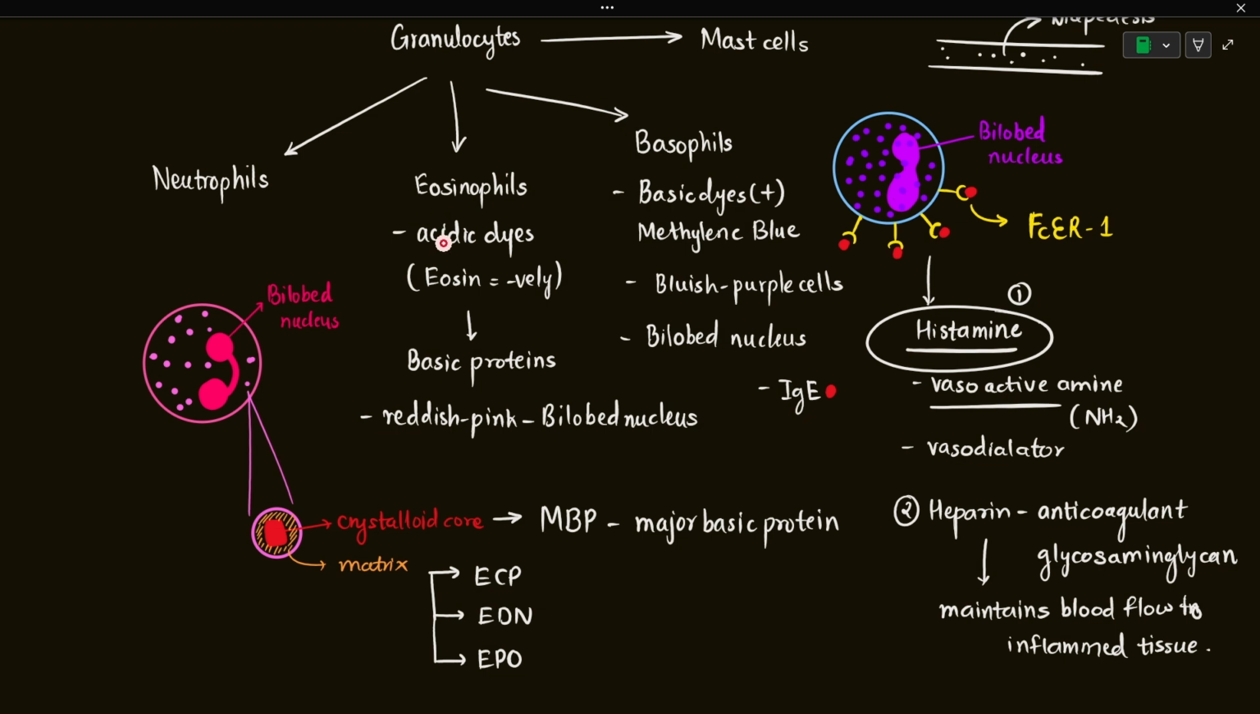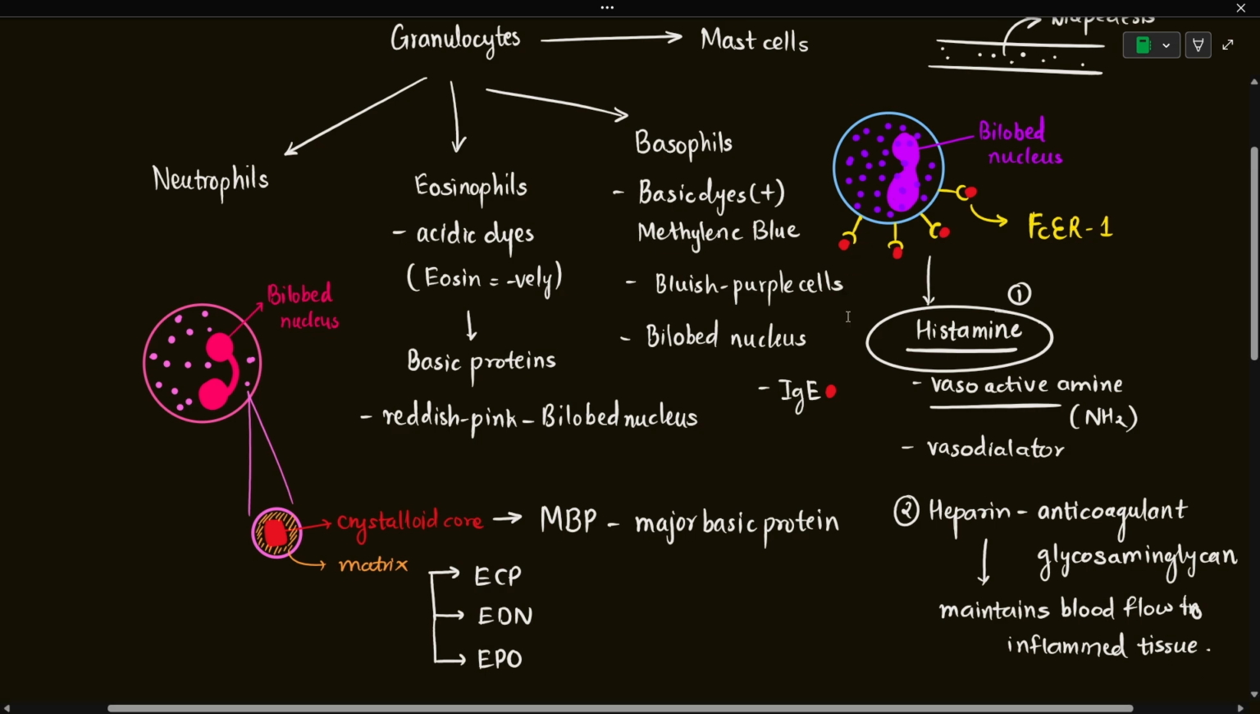The eosinophils look reddish pink under the microscope, while basophils are bluish purple cells. Eosinophils have granules which have a crystalloid core as well as the matrix, whereas the basophils have simple granules, but they are very large compared to the eosinophils. Both of them have a bilobed nucleus, while the neutrophils have a multi-lobed nucleus, unlike those. The bilobed nucleus in the basophils is S-shaped.